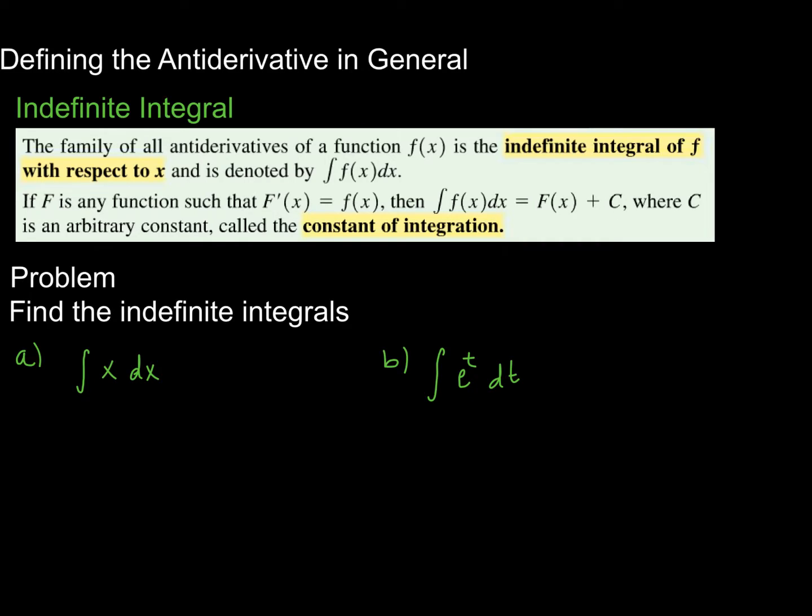So let's go ahead and get a little bit of practice here. Go ahead and work through both these problems to find the indefinite integrals below.